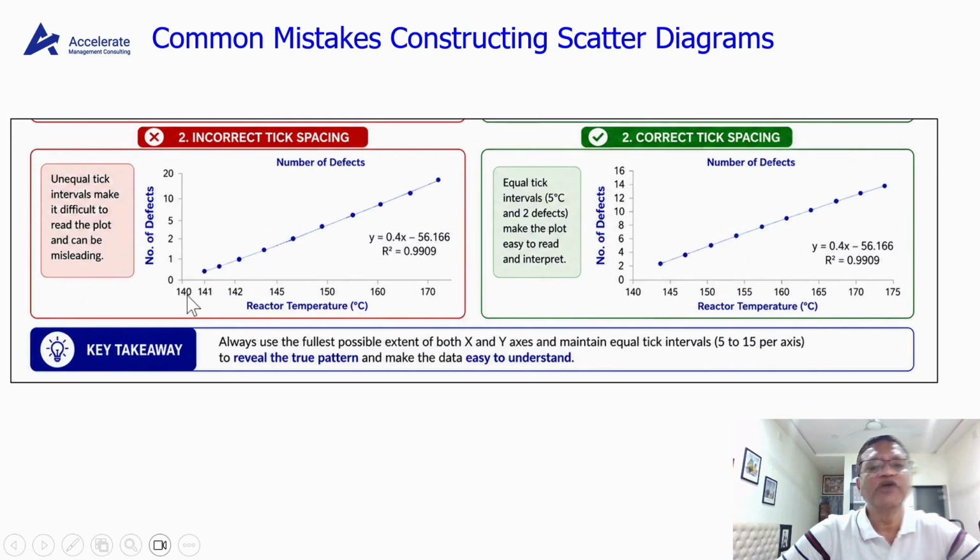Similar mistake can happen if we don't have an x-axis which is scaled properly. Generally, an x-axis should be scaled properly with even intervals between the tick marks. If, for example, here it is 140, 141 and 142, we may not get the correct equation or correct interpretation of the scatter plot, or it will not reveal the true pattern. It will make data difficult to understand. So use the correct x-axis. X or y-axis both should have equal intervals.